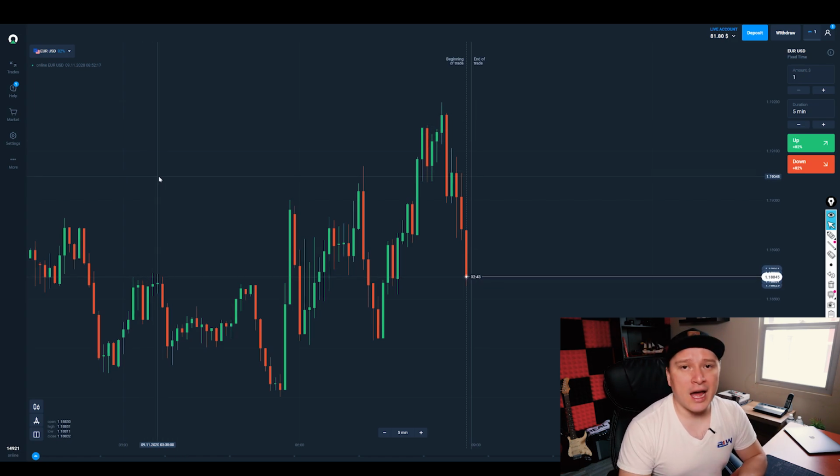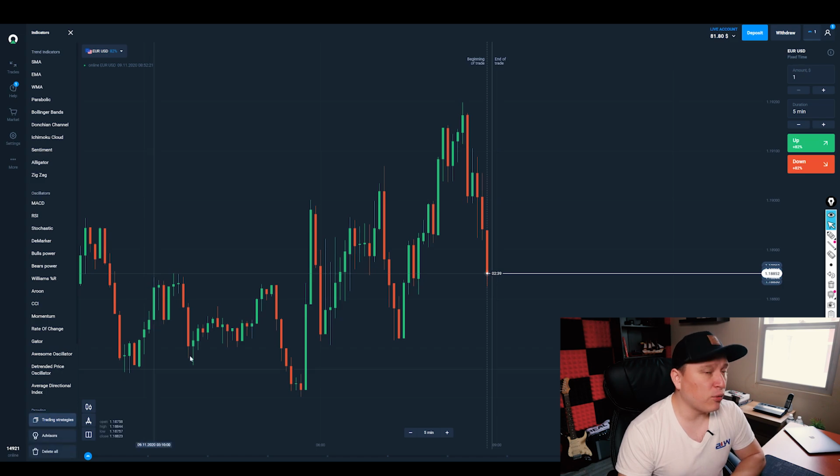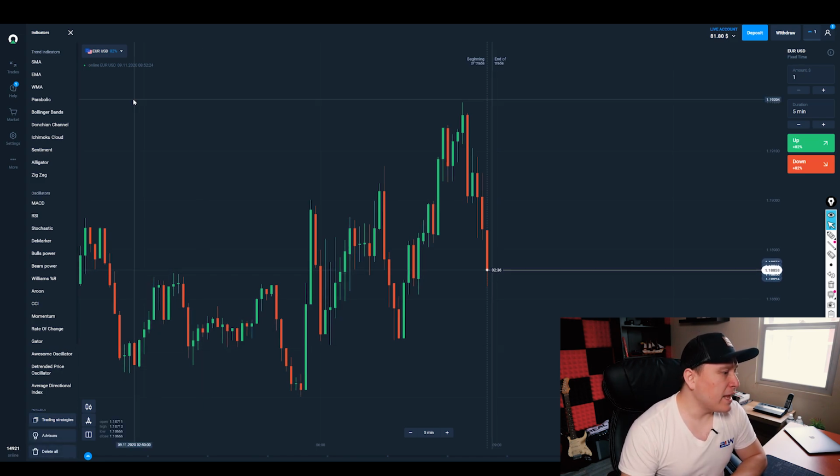So now we're gonna start adding the indicators, and this button right here that you can see is for the indicators of the broker, and the first one that you're gonna use is SMA, which is the simple moving average.